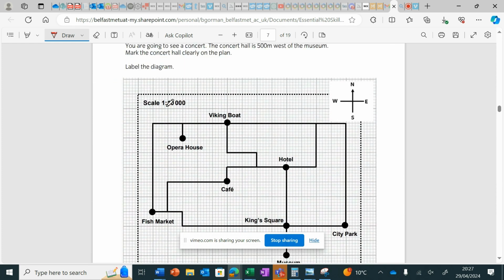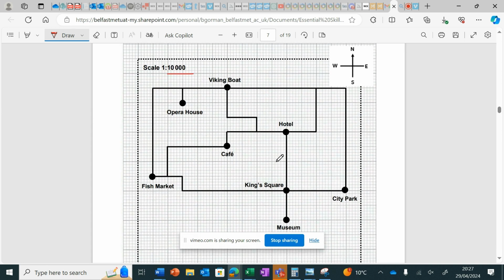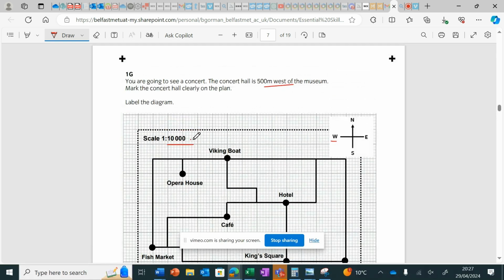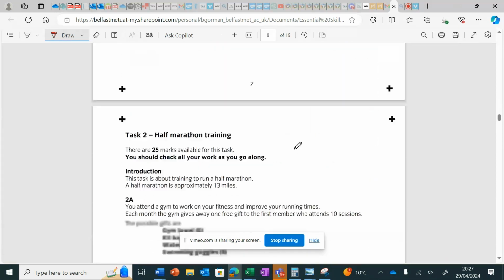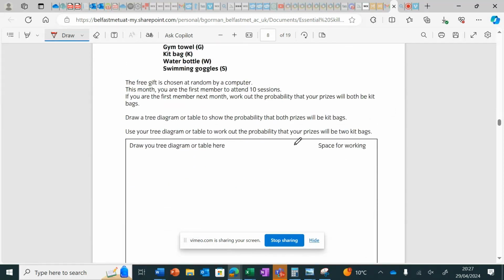So you want it to be 500 meters west of the museum. So you're going to mark something in. It's 500 meters west of the museum. That's the museum. That's west. What is 1 square worth in meters? So it's in centimeters. If I divide this by 100, that'll tell you what this is worth in meters. And it's worth 100 meters. So that means each square is worth 100. Well, we have 500, so that's 1, 2, 3, 4, 5. So it'll be here.